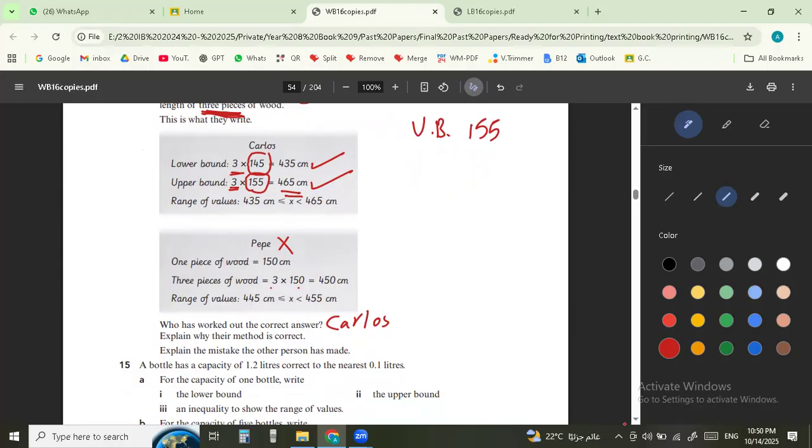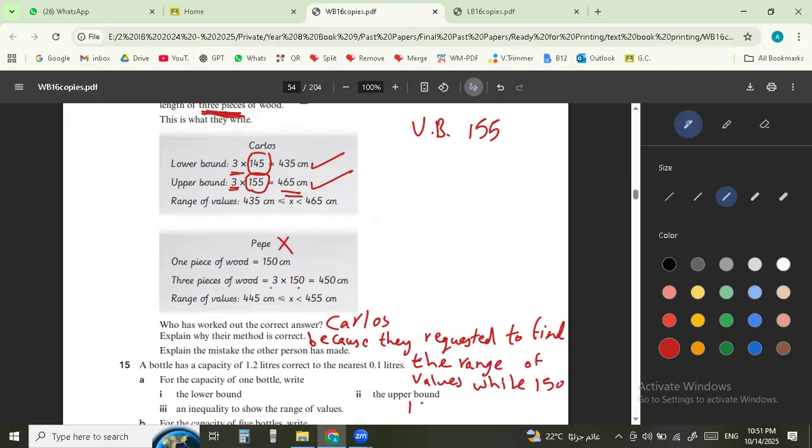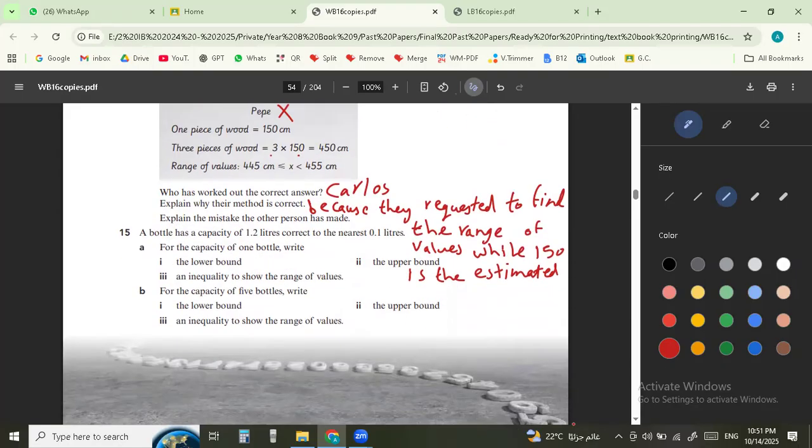Carlos, because, explain why their method is correct, because they requested, or it is requested, to find the range of values, while 150 is the estimated value. I'm going to erase all of this now.